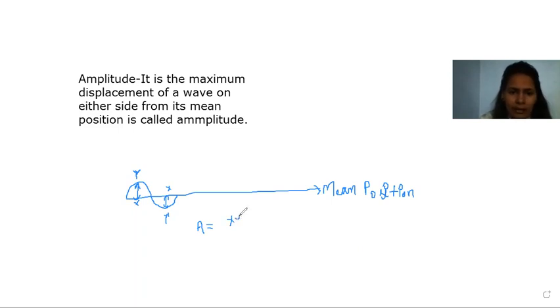XY or A equals XY dash. So it is the maximum displacement, or you can say the maximum height from the mean position of the wave. It is called amplitude.